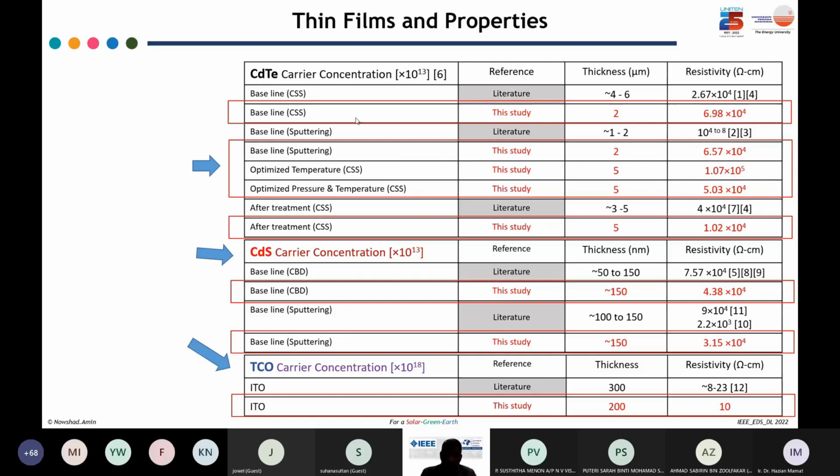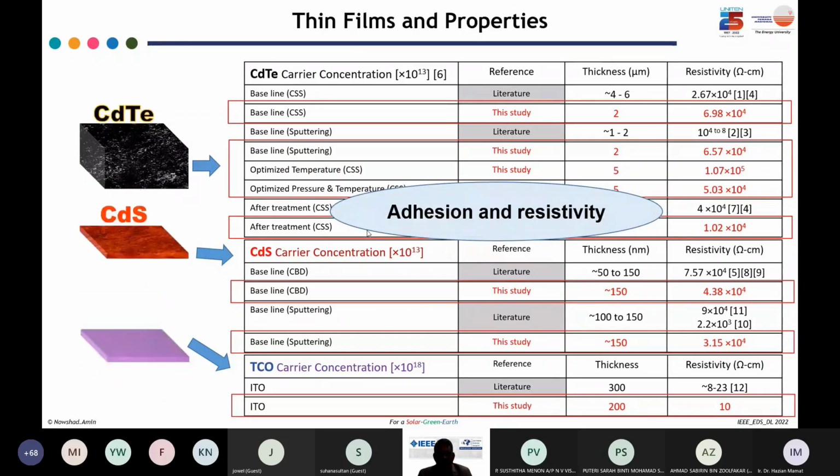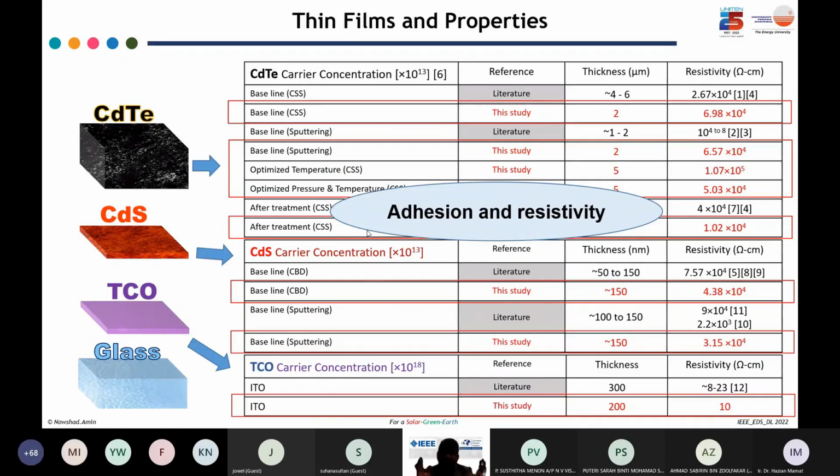So we found that our CSS-grown layer has a thickness of 2 micron, and the resistivity is quite okay compared with other baseline processes. For the other layers also, it is quite good, for example telluride, CdS, TCO, and the glass substrate. But the main important issue here is adhesion and resistivity, because whenever we change the substrate to a very thin glass, which is very fragile, it lacks adhesion with the first layer.